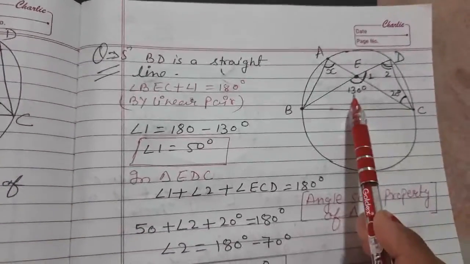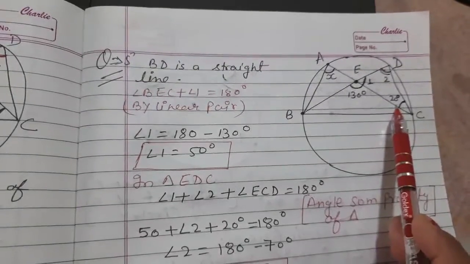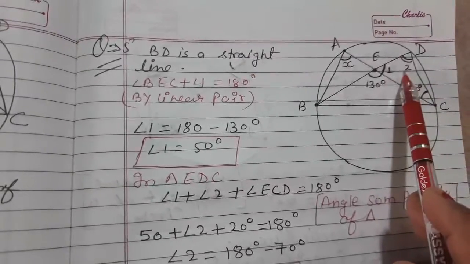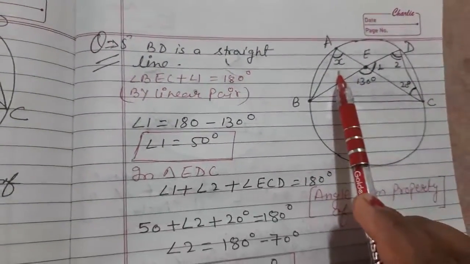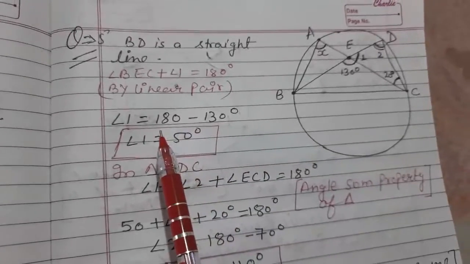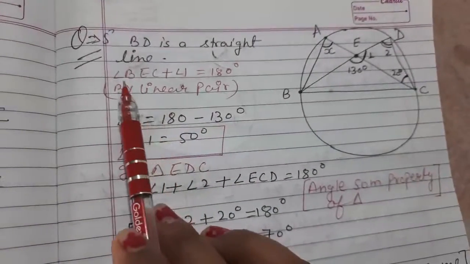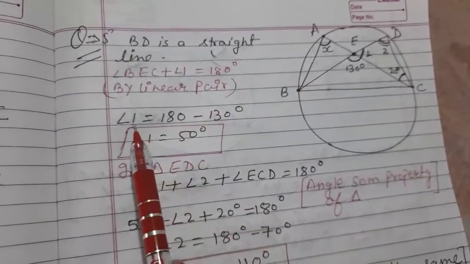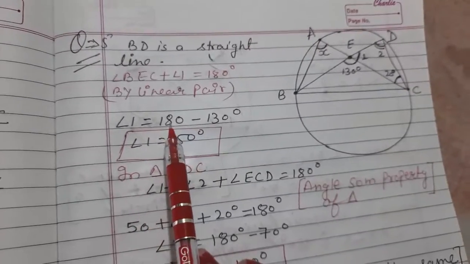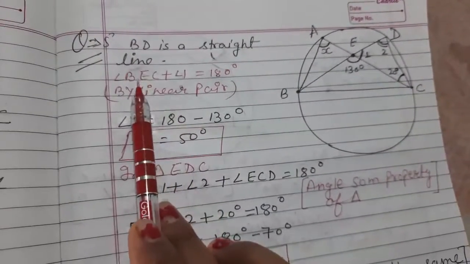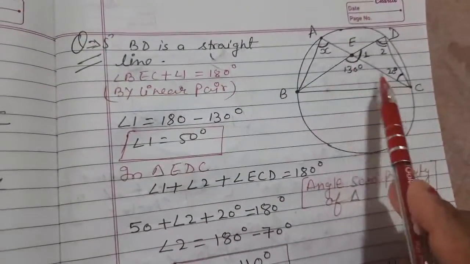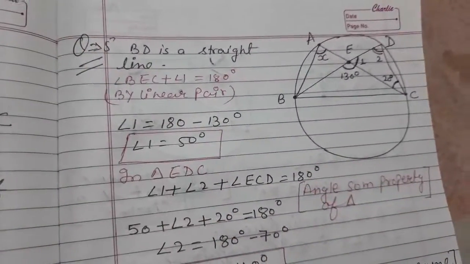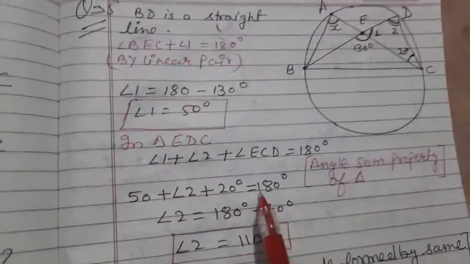So this angle is 130 degrees and the angle at point C is 20 degrees. So I am considering this angle 1, this angle 2, and this angle as X. So BD is a straight line. So angle BEC plus angle 1 is equal to 180 degrees by the linear pair property. So easily we can calculate angle 1 is equal to 180 degrees minus angle BEC, and angle BEC is equal to 130 degrees. So angle 1 will be equal to 50 degrees.